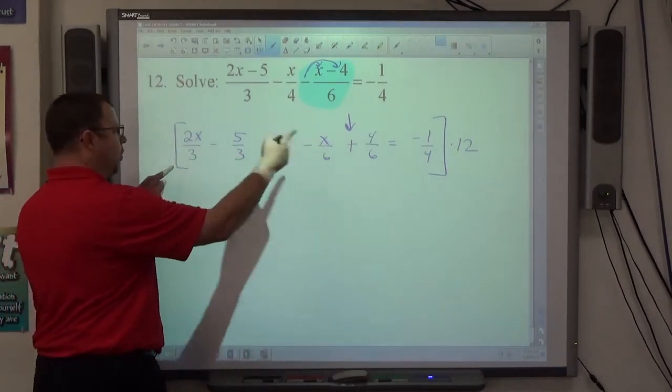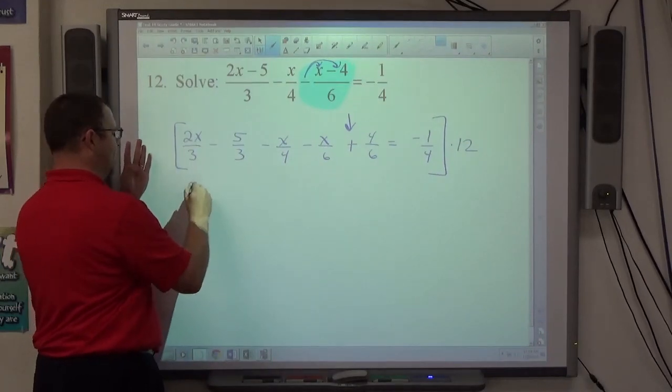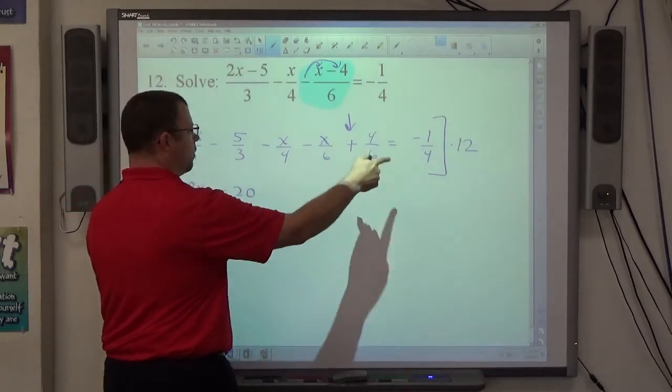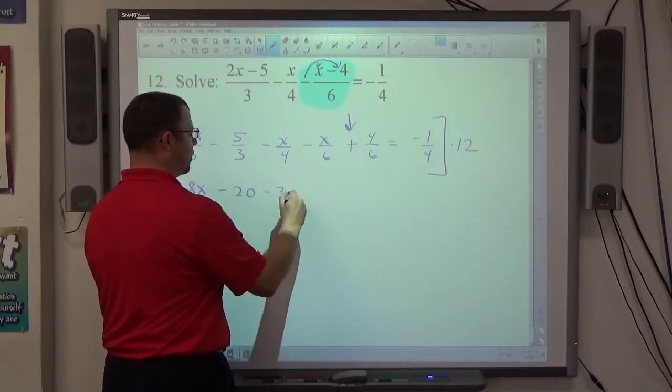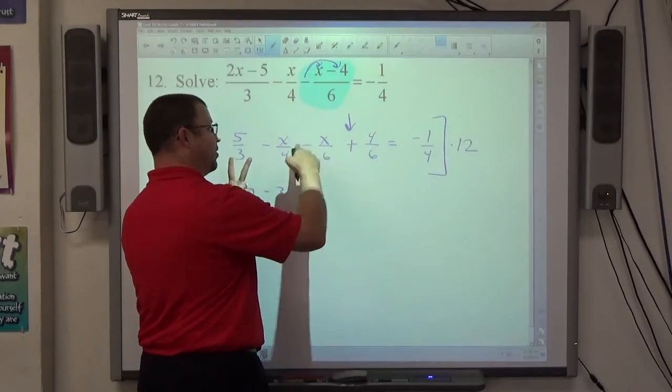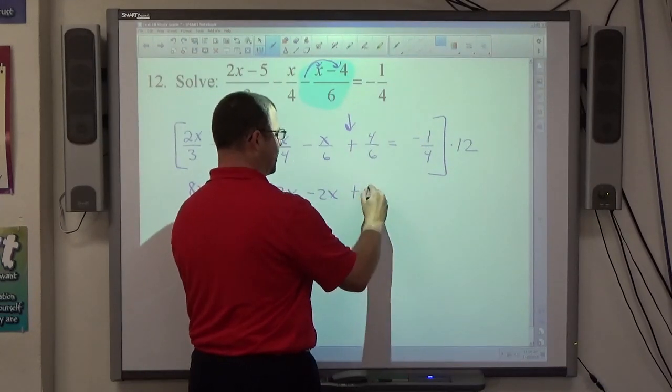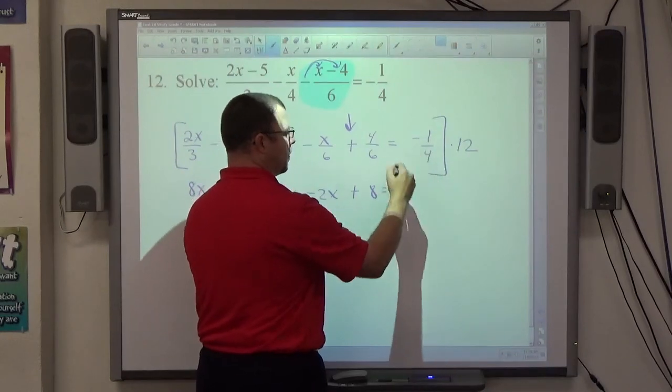Divide, then multiply. So 12 divided by 3 is 4 times 2x is 8x. 12 divided by 3 is 4 times negative 5 is negative 20. 12 divided by 4 is 3 times minus x is minus 3x. 12 divided by 6 is 2 times minus x is minus 2x. 12 divided by 6 is 2 times 4 is plus 8, and 12 divided by 4 is 3 times negative 1 is negative 3.